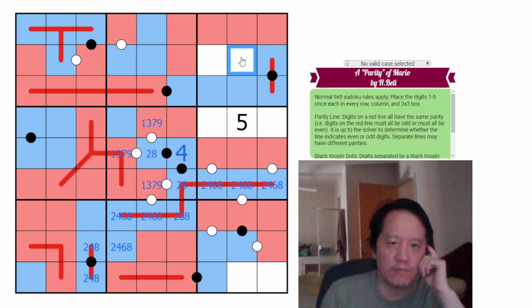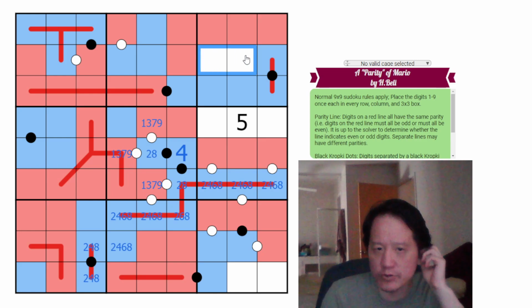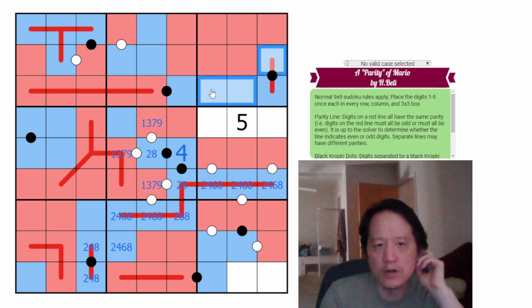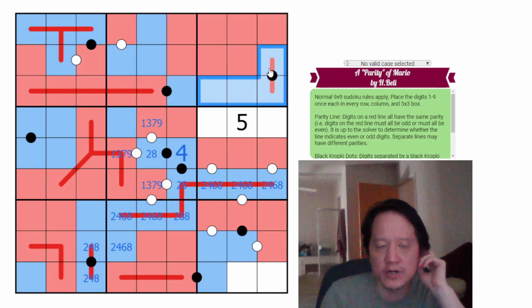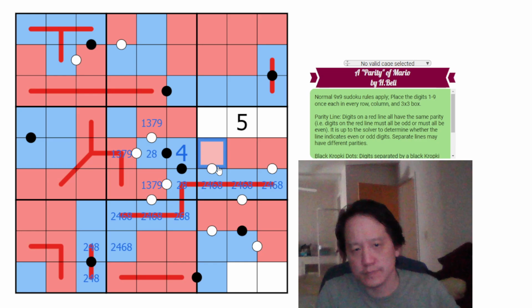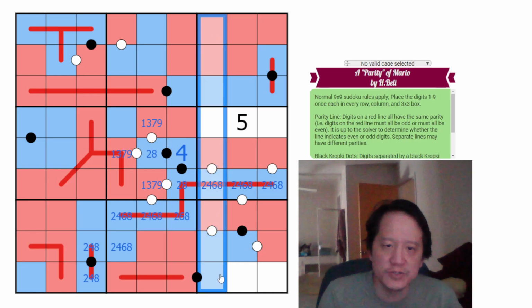We have 1 odd and 1 even here. We don't know. Oh, no, wait. This is 2 odds because we have 4 evens in row 2 and 4 evens in box 3. In column 7, we have 1, 2, 3, 4 evens. So this one's odd. 5 is odd. So this has to be even.